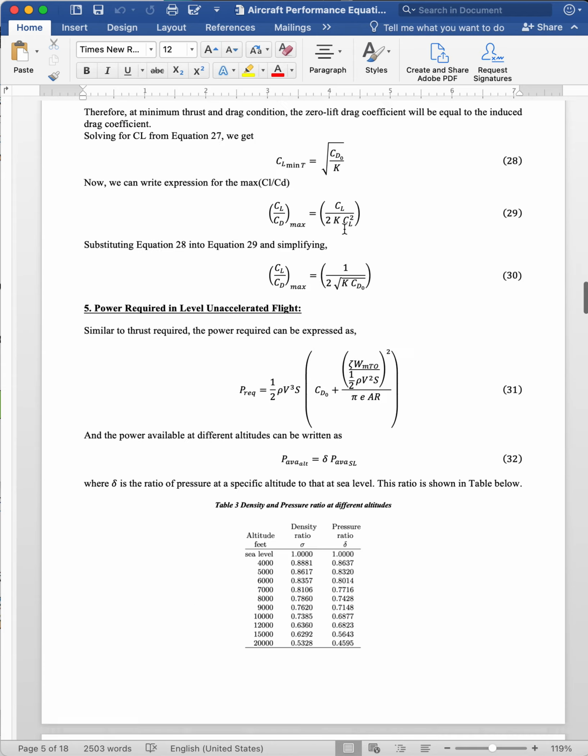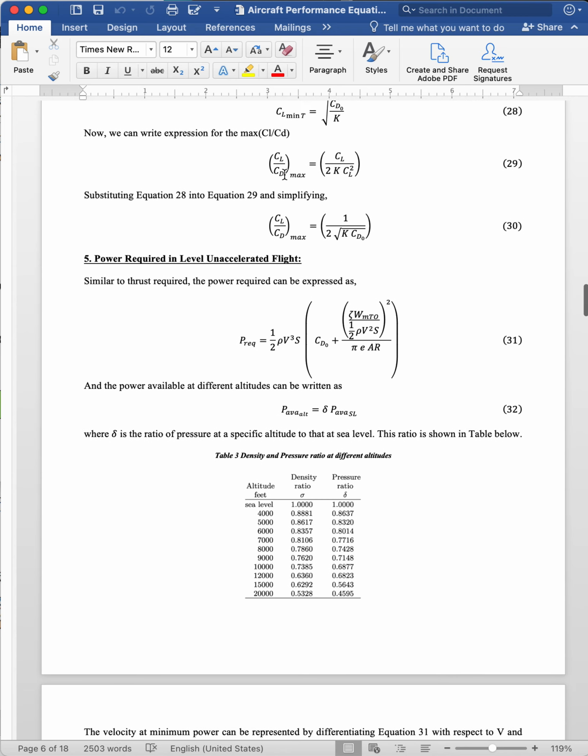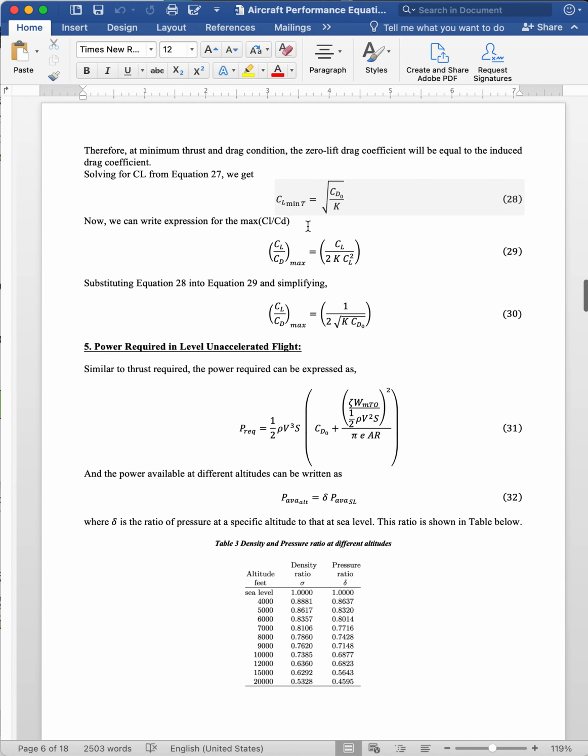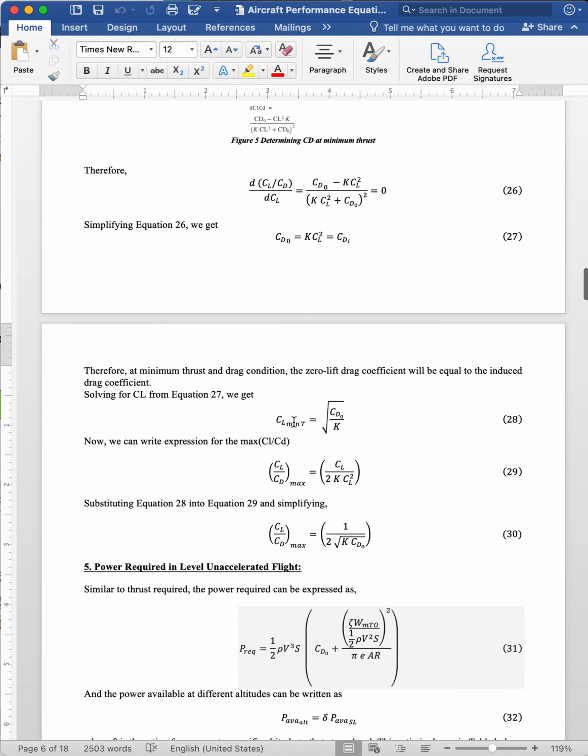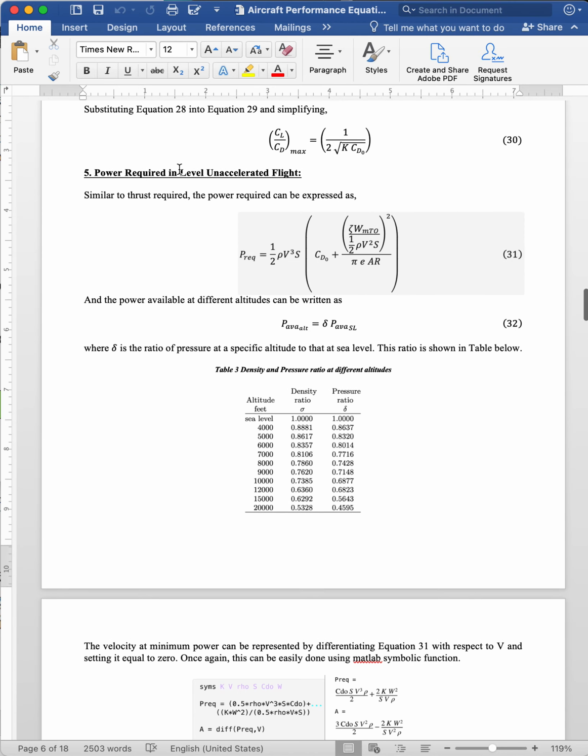Okay, so as you go through this process, you will see this is the CL at minimum thrust, which is basically the square root of CD0 by K. It's very interesting, right? The minimum thrust condition depends on the zero-lift drag coefficient. Pretty cool, right? Now you can find an expression for max L over D in terms of CD0 and all that. And then, once you're done with thrust, for a propeller aircraft, as I said, you primarily deal with power.